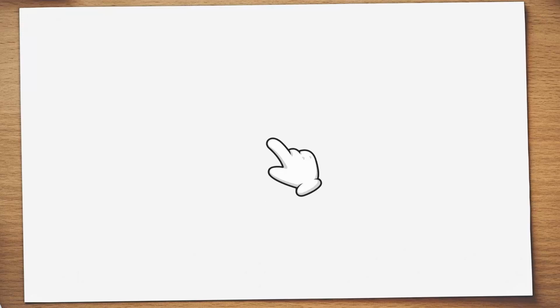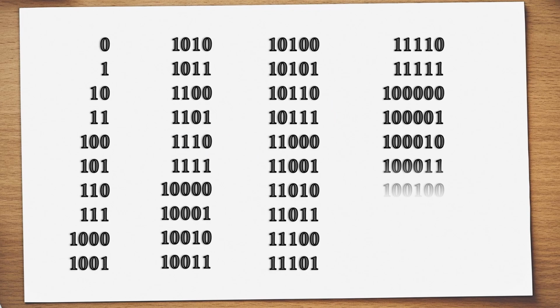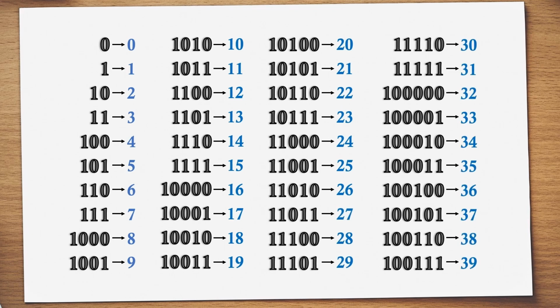If you clicked on this video, then I assume you already know what binary is and how to count in binary sequentially. If not, you could refer to my previous video by clicking on the card above. As these numbers are written sequentially, we can get their decimal equivalent sequentially.